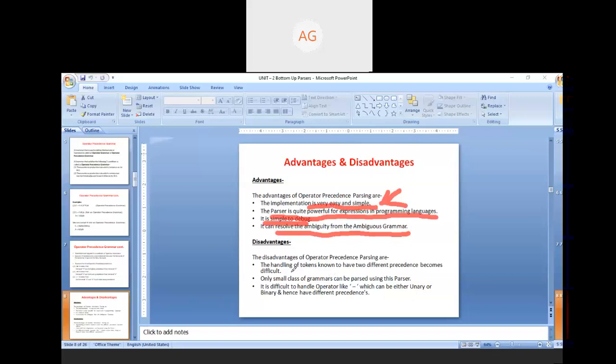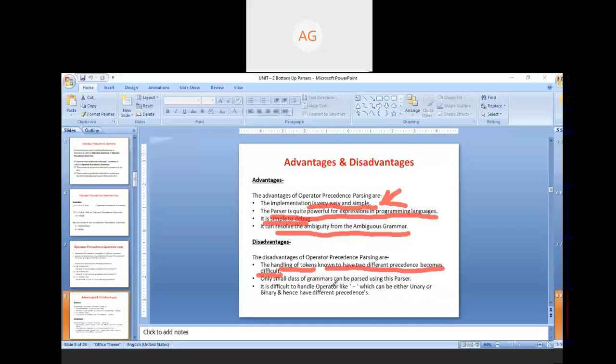So the first disadvantage is that the handling of tokens known to have two different precedences becomes difficult. Basically, it means that there is an operator which in one sequence behaves as if it is greater than the other, but in another sequence it behaves as if it is lesser than the other operator. So handling such a token or operator is difficult in the case of an operator precedence parser.